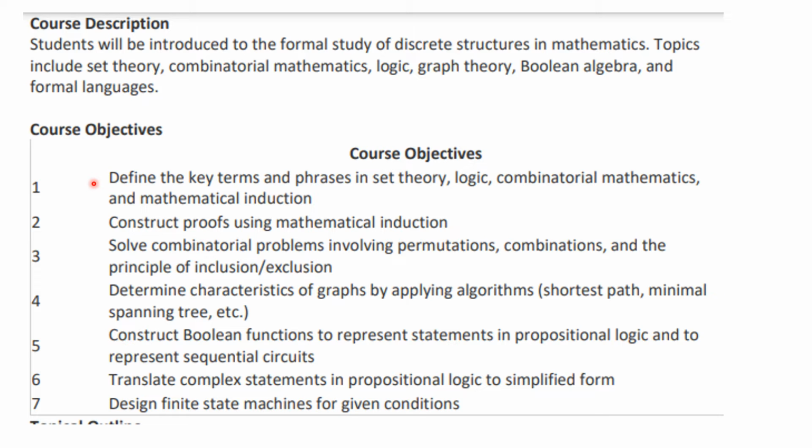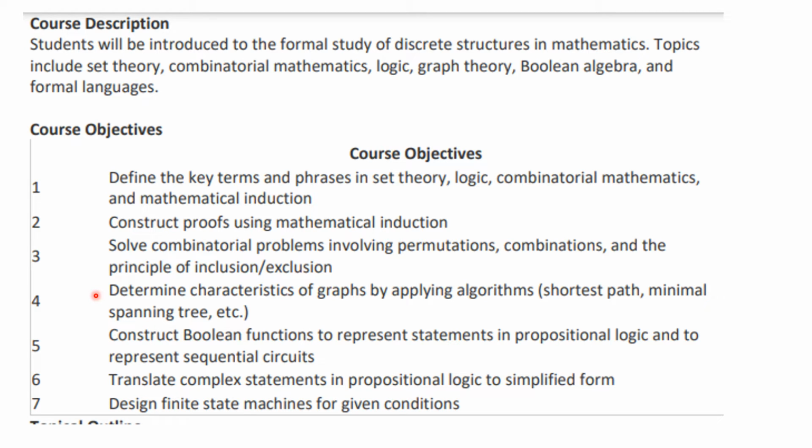So anyway, here were the course objectives. Define the key terms and phrases in set theory, logic, combinatorial mathematics, and mathematical induction. Construct proofs using mathematical induction. Solve combinatorial problems involving permutations, combinations, and the principle of inclusion and exclusion. We talked about more than this, but those are some key elements we did talk about.